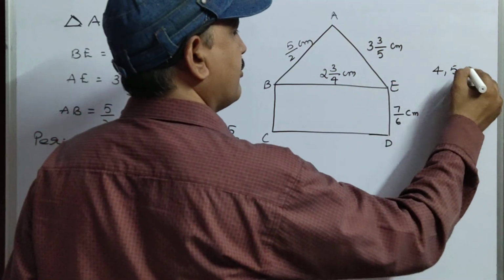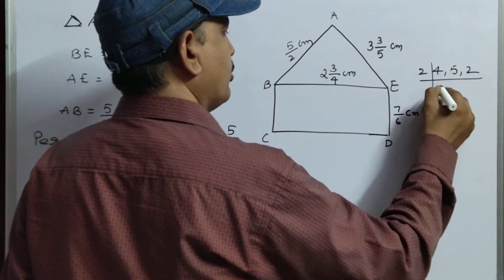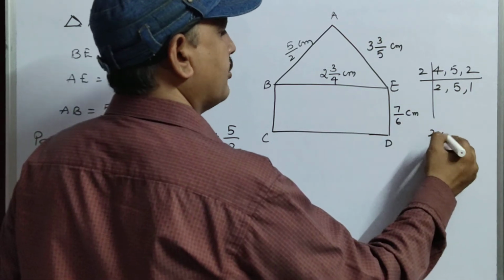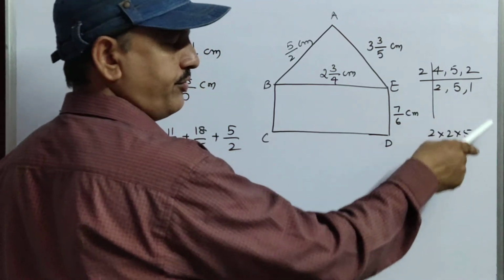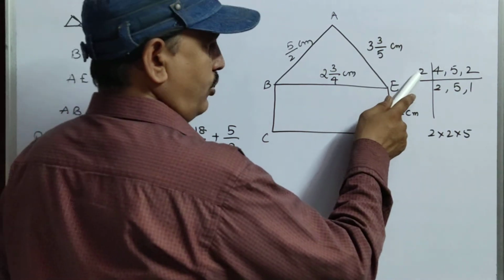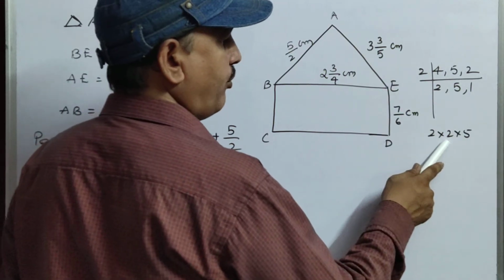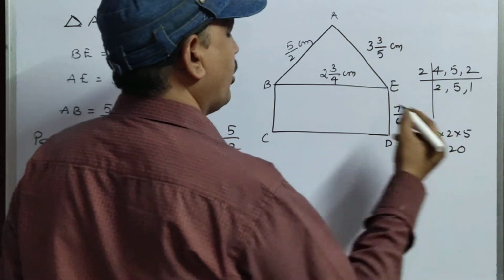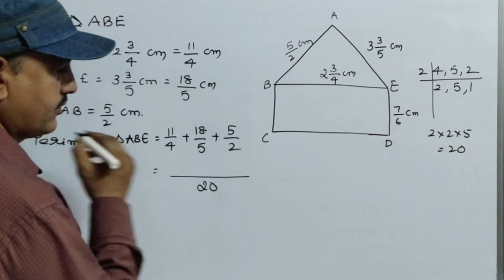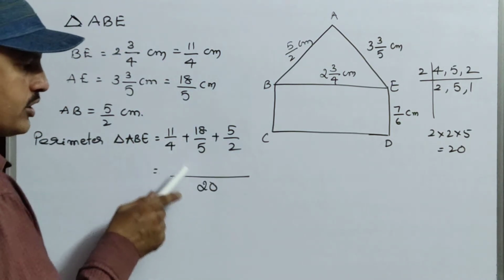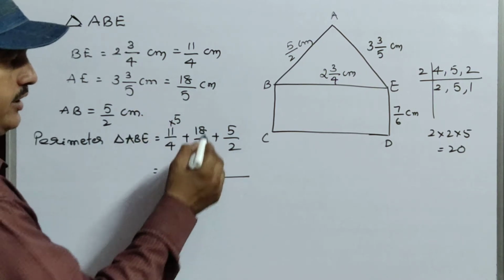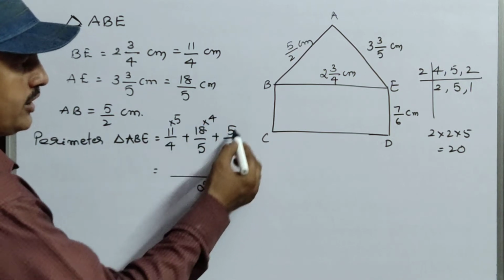So 4, 5, 2. Find the LCM. 2 twos. In 2 table, 5 will not come. 2 ones. Now 2 into 5. 1, no problem. Whether you write 1 or not, no problem, because if you multiply anything with 1, you get the same answer. So 2 into 5. 2 twos are 4. 4 fives are 20. So what is the LCM, children? 20. Now in 4 table, 20 how many times? 5 times. 5 table, 20 4 times. 2 table, 20 10 times.